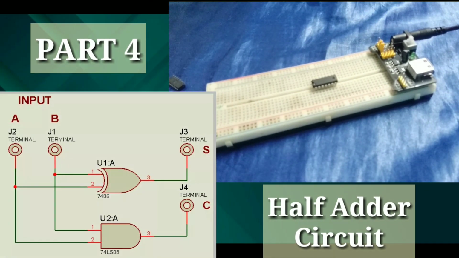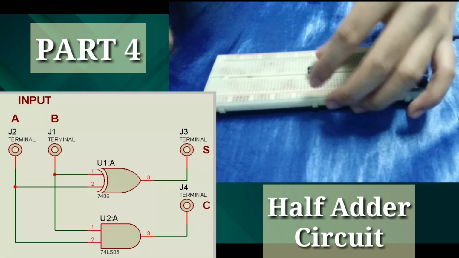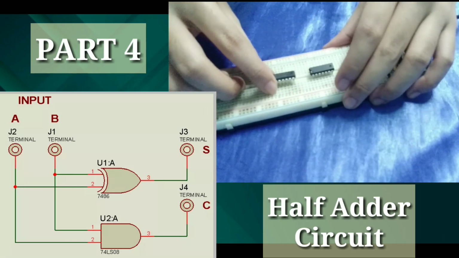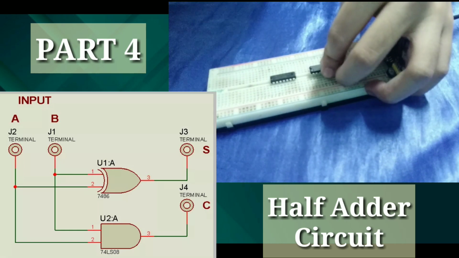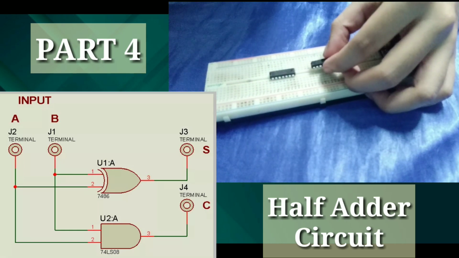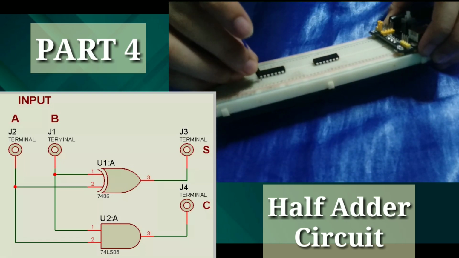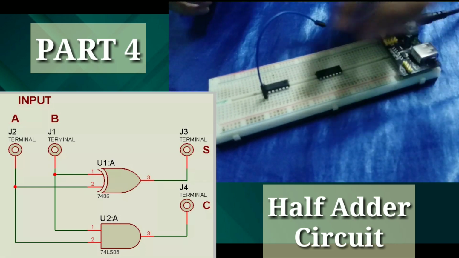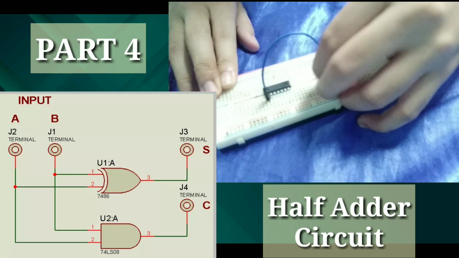Now, for our last part, for the half adder circuit, we will be needing a 7486 integrated circuit and a 7408 integrated circuit as well. So let's connect it to our breadboard. As you can see on the circuit, pin number 1 of the 7486 is connected to pin number 1 of the 7408.